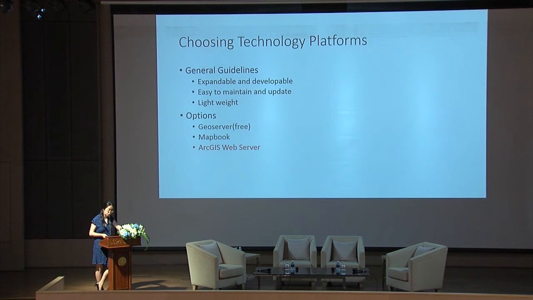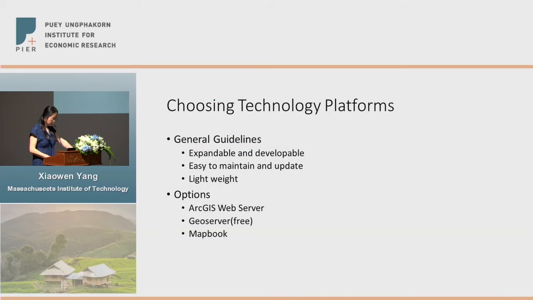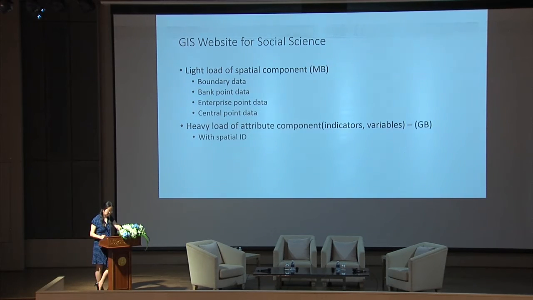It has a dynamic join function, which makes the whole website optimization great. So why is a GIS website for social science different from a typical GIS website? Because for social science, the spatial component is actually very light. In the Thailand case, it takes less than 1 gigabyte. But the indicator, like tabular data, takes several gigabytes. Like the NRD survey, the 1 survey data takes like 6 gigabytes.